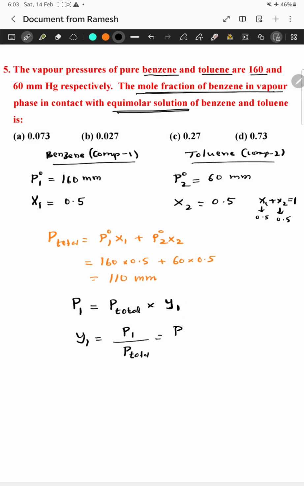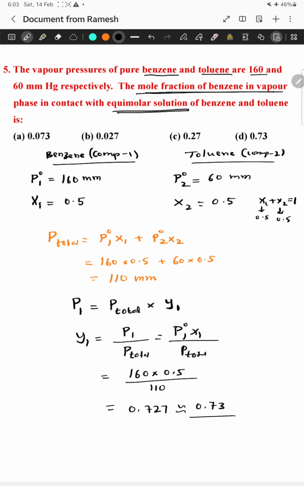So P1 is nothing but P01 chi1 divided by P total. So P01 chi1 means 160 into 0.5, divided by total, which is 110. So you will get 0.727, approximately 0.73. That is the mole fraction of benzene in vapor phase, that is Y1. So it is there in option number 4. So question number 5, the fourth option is the correct answer.